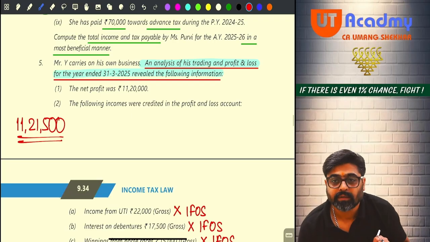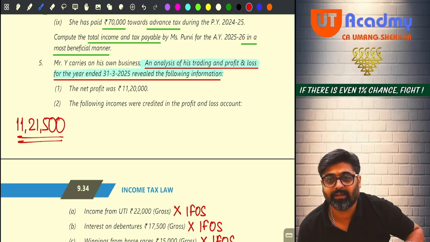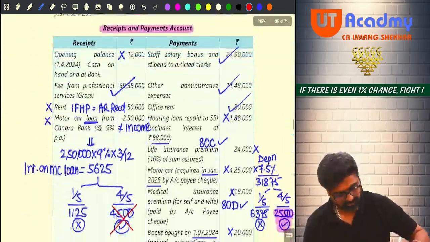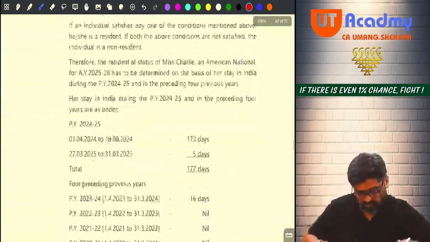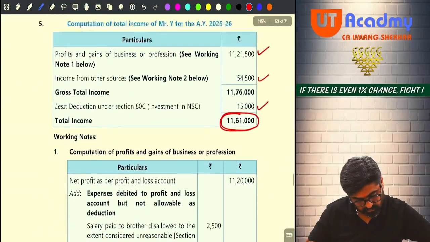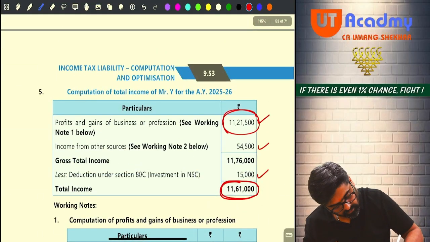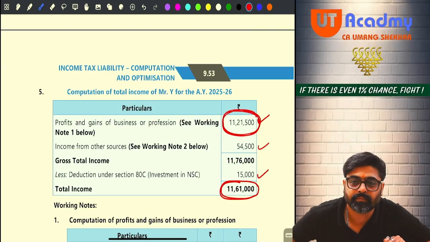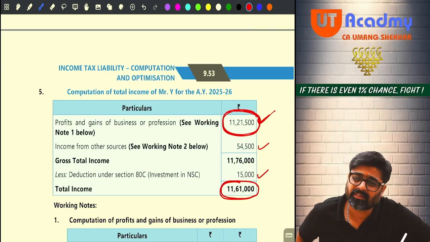11,21,500. This should be your PGBP income. Let's check. Question number 5, no? 11,21,500. Very difficult, sir.